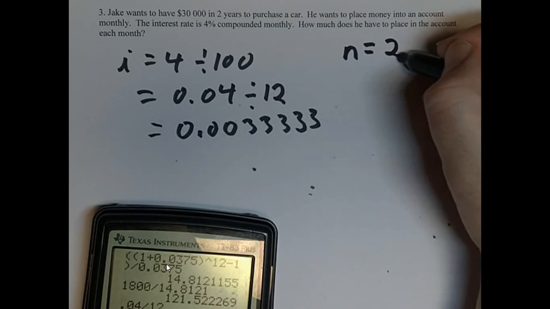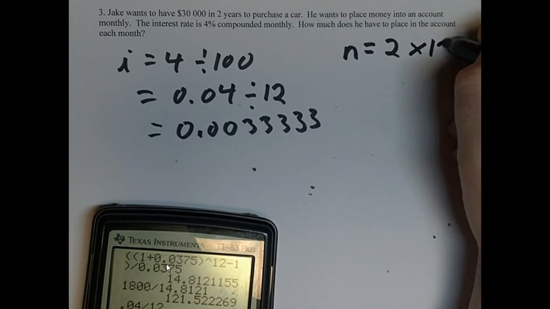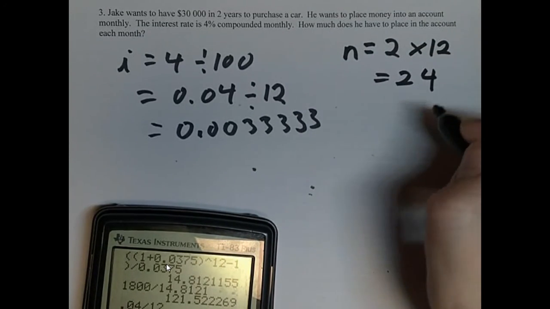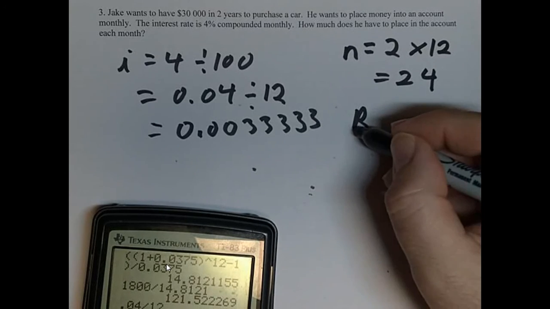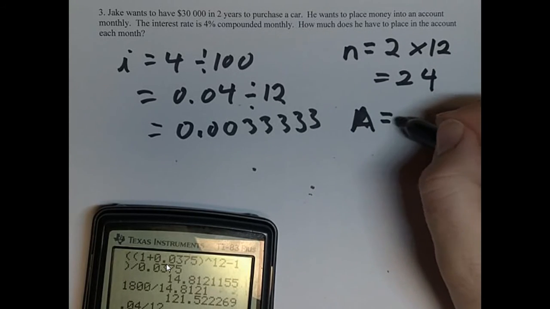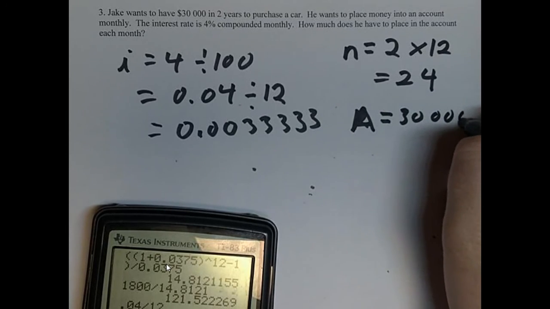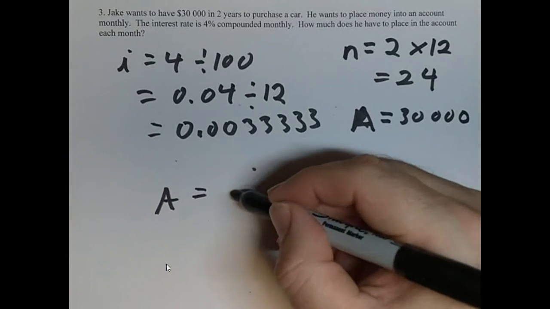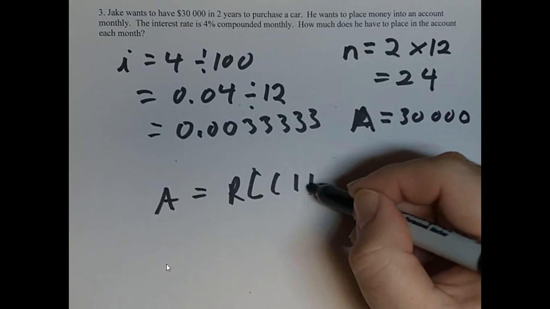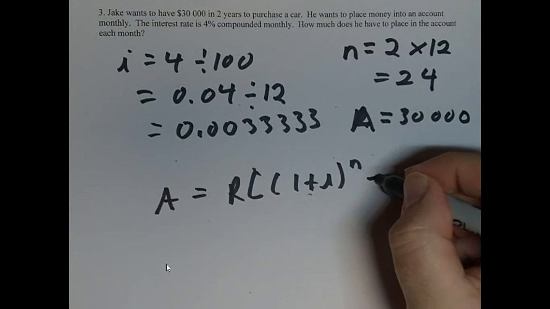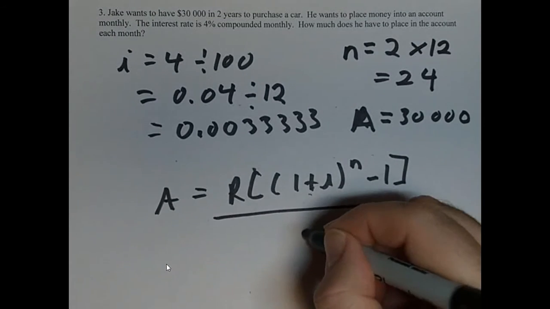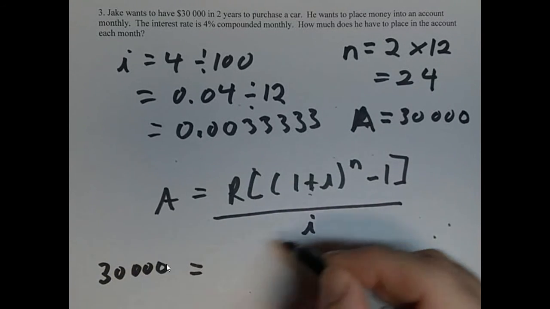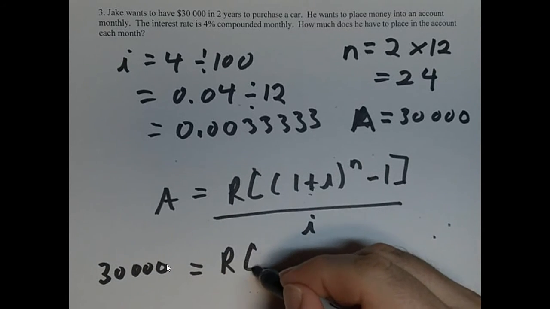N equals 2 years. Well, we have to multiply that by 12. We do the opposite. Here we divided by 12; for 12 months, you multiply by 12. So you get 24. R, it's not R here. A, it's the amount he wants. A is 30,000. Now we go to our equation. A equals R times (1 plus I to the n minus 1), close the bracket, all over I. A is 30,000 for that car. R, we don't know.